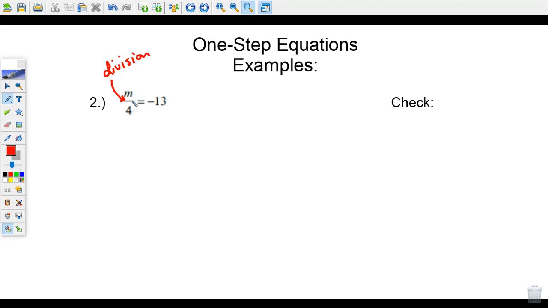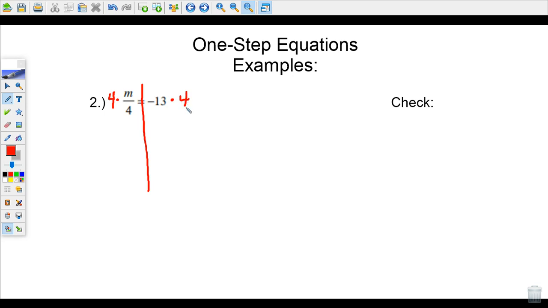So m divided by 4 is what that says. M divided by 4 is our equation, equals negative 13. So if we see division, the opposite of that would be multiplication. Opposite of dividing by 4 is multiplying by 4. So I'm going to go off to the side here. I'm going to multiply by 4. And whatever I do to one side, I have to do to the other.